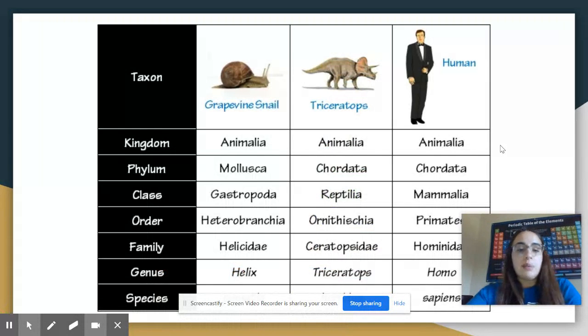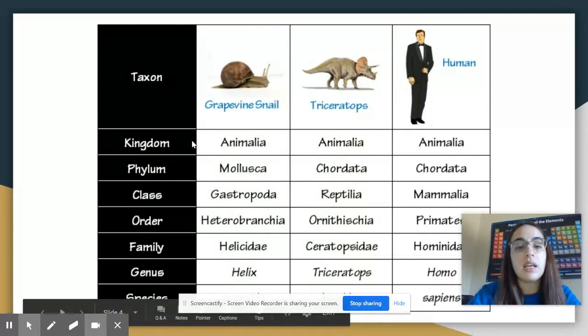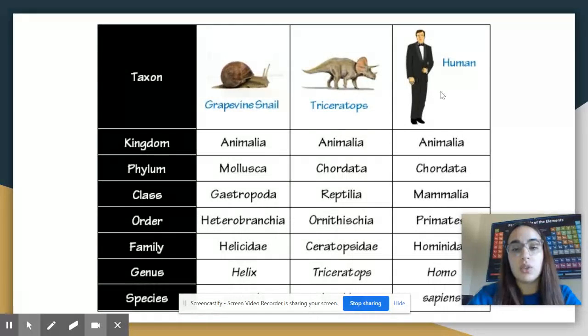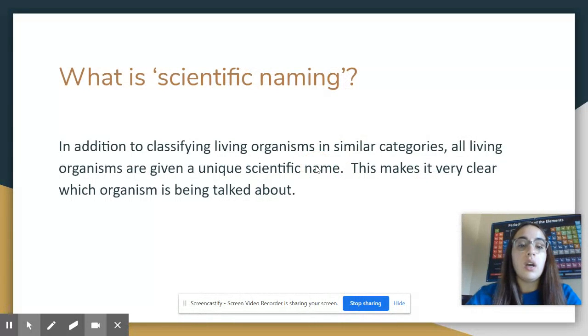So I've got a little bit of an example here that you can pause and look over, but it just shows the categorization starting at the top of that spectrum we just looked at, all the way to the bottom. So you can see which ones of these are the most similar, right? And that would be the Triceratops and the humans, because all three of these are Animalia, but the Triceratops and the human also share Chordata, okay?